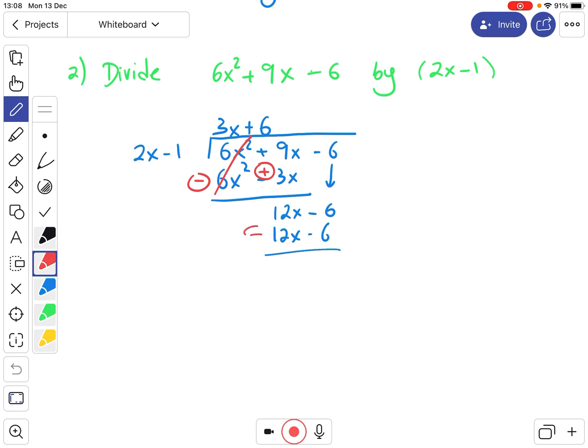So when I draw my line and I change my signs, they're going to add to give me 0. So I know my answer is right. And my answer is this thing here on the top. So my answer is 3x plus 6. That means if I multiply 3x plus 6 by 2x minus 1, I'm getting this thing here in the middle.